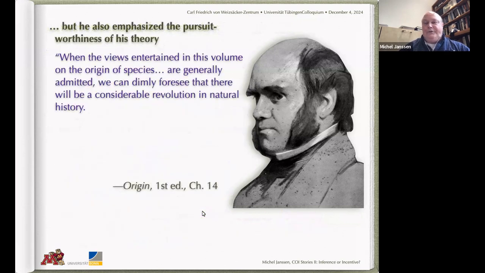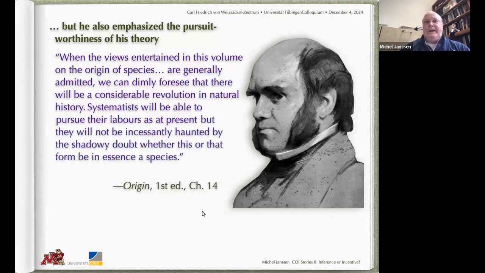But if you look further, you see that Darwin also has an eye for the pursuit-worthiness of the theory. This is a quote from chapter 14 in the first edition. He says, "When the views entertained in this volume on the origins of species are generally admitted, we can dimly foresee that there will be a considerable revolution in natural history. Systematists will be able to pursue their labors as at present." Initially, it's a bit jarring. Didn't you just say there would be a revolution, and now you say it's business as usual? Here comes the catch: "but they will not be incessantly haunted by the shadowy doubt whether this or that form be in essence a species." Again, like Hooker was saying, you can use this theory and do better biology.